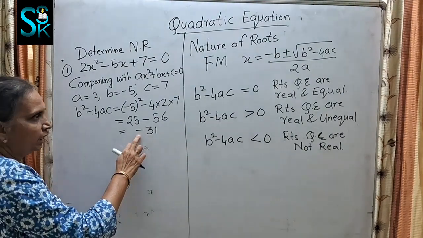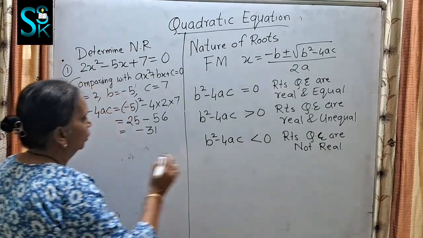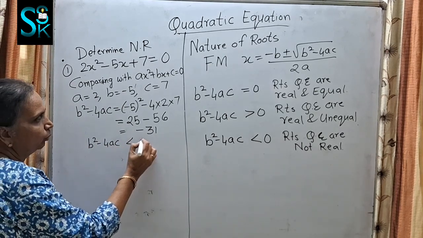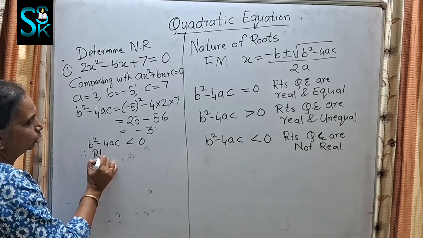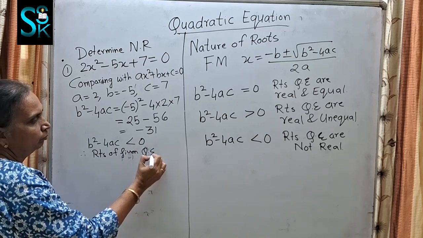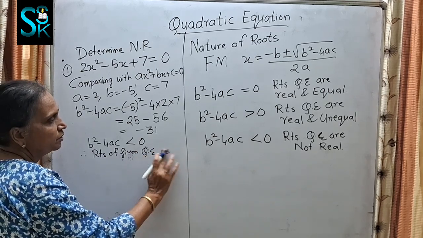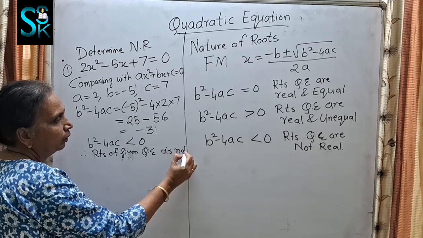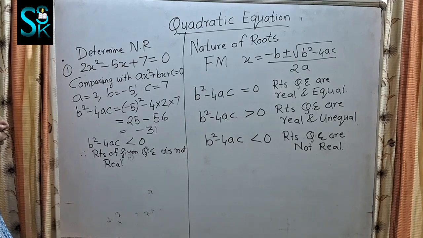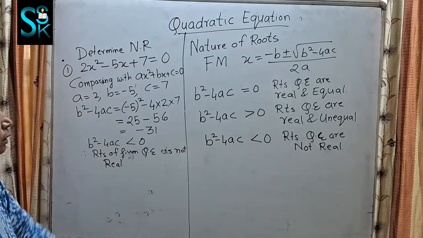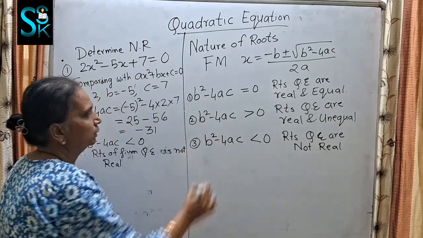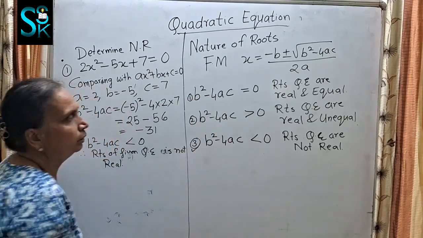Now you see this is negative, which means it is less than 0. So you are going to write b square minus 4ac is less than 0. Therefore, the roots of the given quadratic equation are not real. Yes? So this is the third one. This was the second one and this was the first condition.